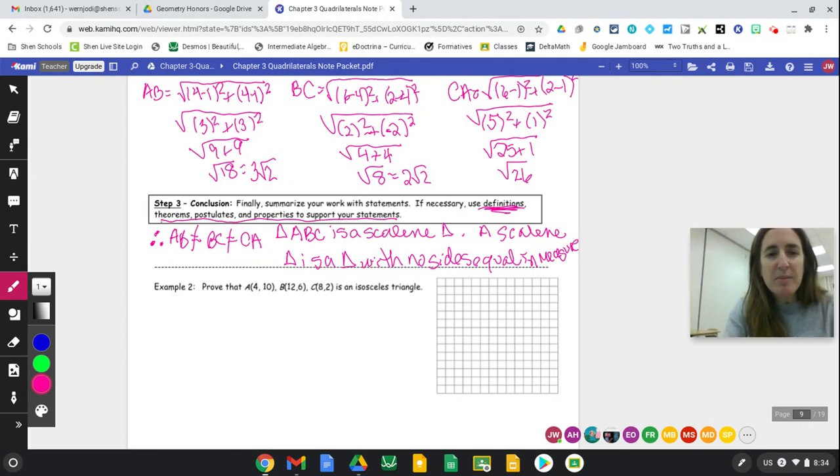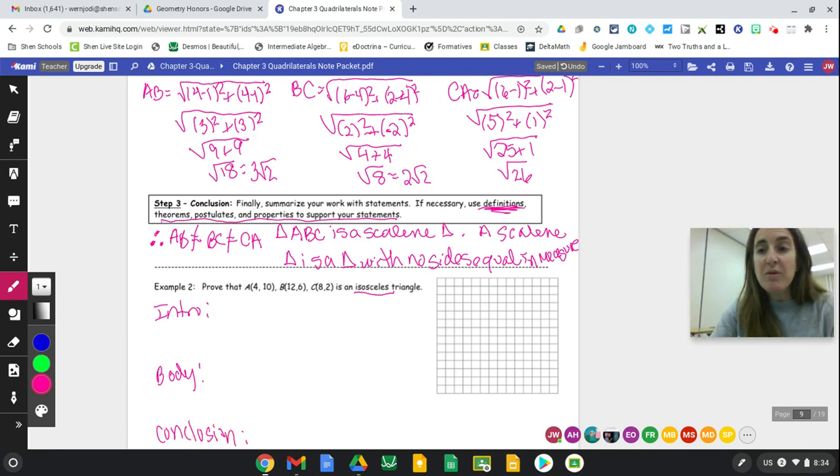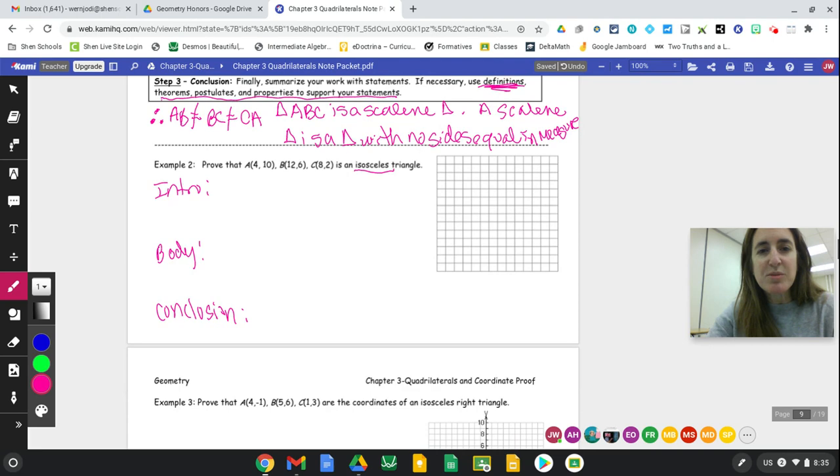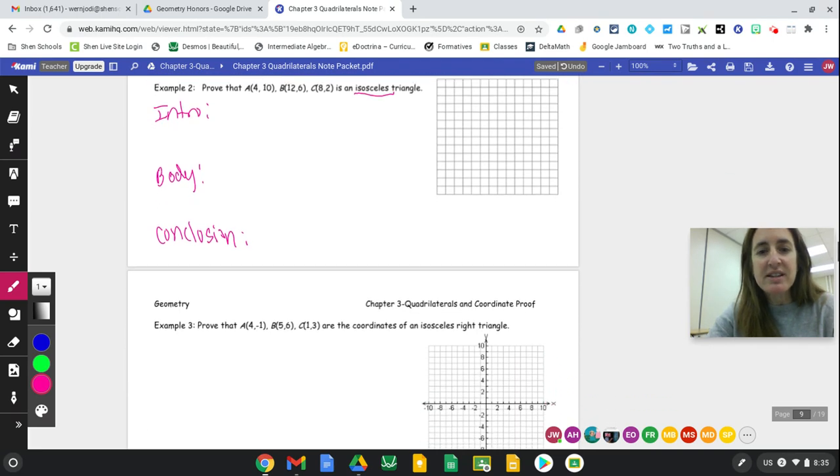Okay, so let's just talk about these. To make it an isosceles, you're probably going to use distance again, remember? And don't forget, you have to have that intro, and then you have to have your body, and then you have to have your conclusion down at the end, okay? So if I don't see those 3 distinct parts, you don't get full credit on a proof, all right? So all 3 of those parts need to be there. So you're going to use distance 3 times again and make sure that it comes out isosceles.